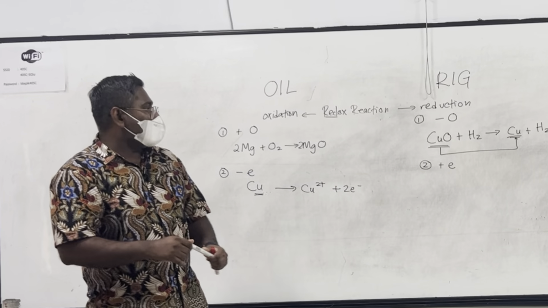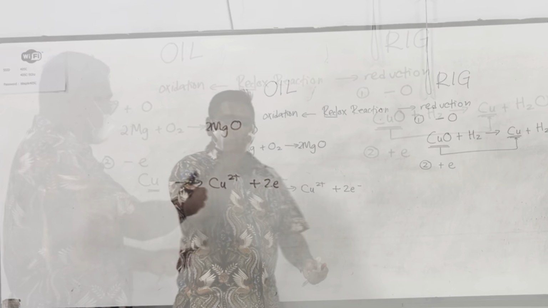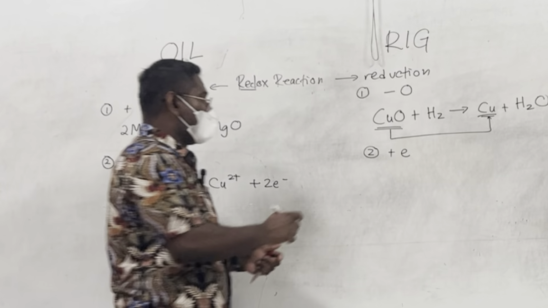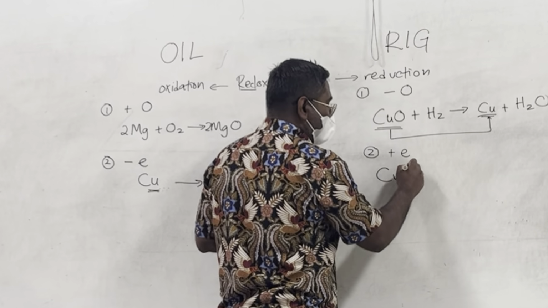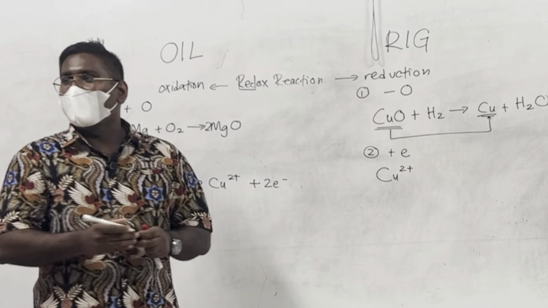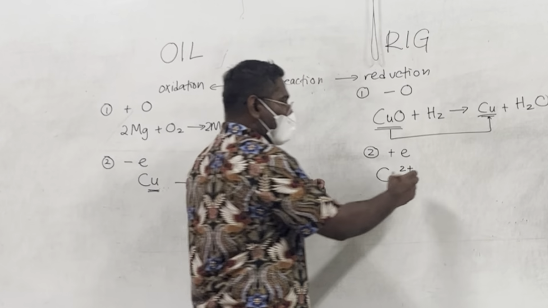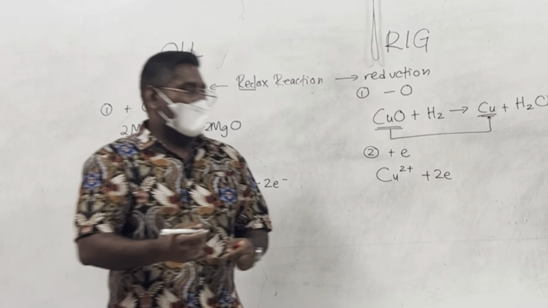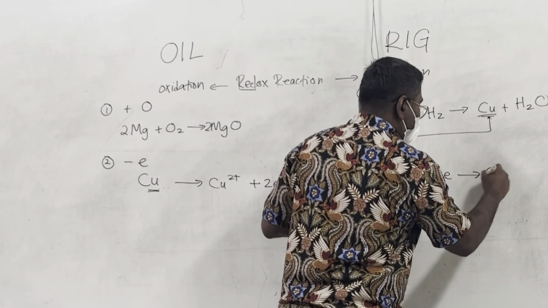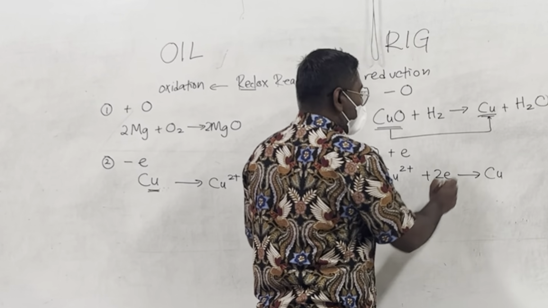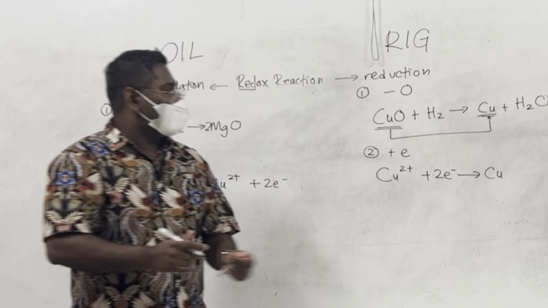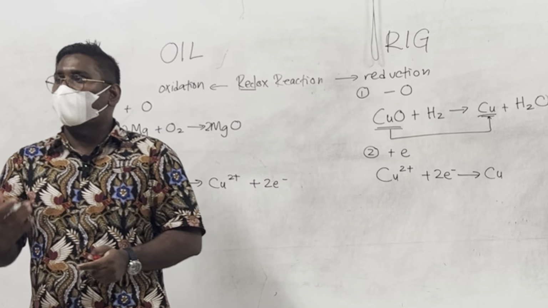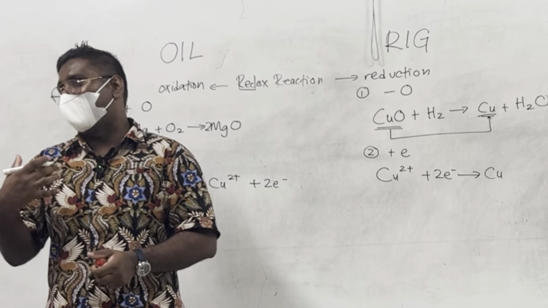Okay, and if you look at plus electron, you can change this. Let's say for example, you have copper 2+, and I gain the electron, 2 electrons. Then I am going to give you copper, solid. So in this case, you can see that copper 2+ is the one that is gaining the electron.